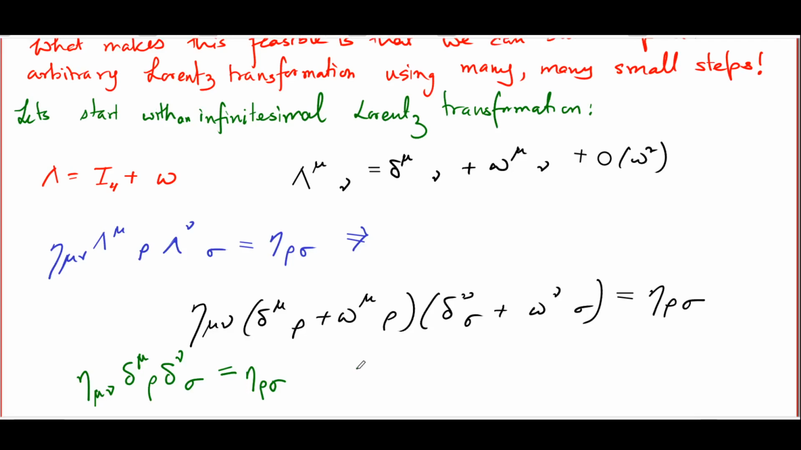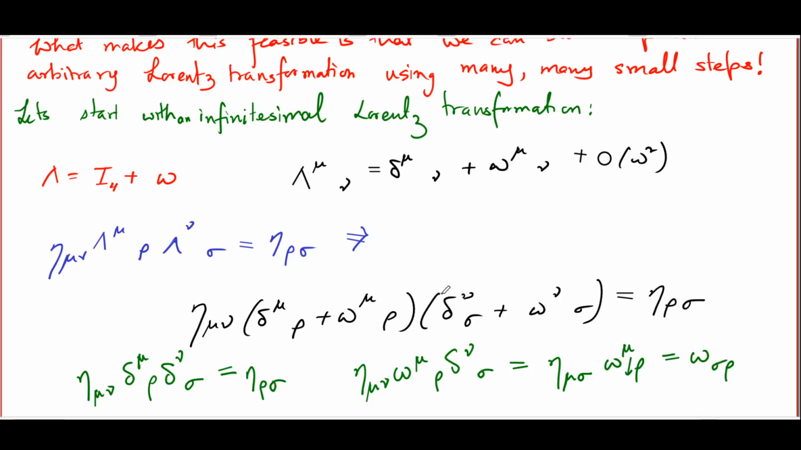On the other hand, let us now look at terms with a single omega. For example, you could have eta mu nu omega mu rho delta nu sigma. What the delta nu sigma does is changes this nu here to a sigma. So what you get is eta mu sigma omega mu rho, and the eta mu sigma lowers this mu, changing it into a sigma. So this becomes omega sigma rho.